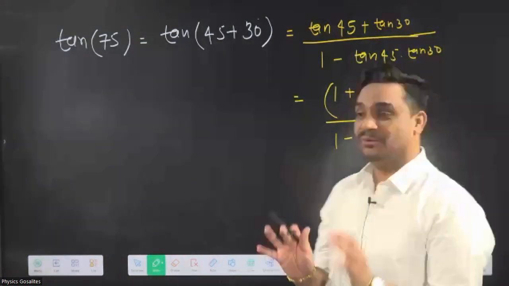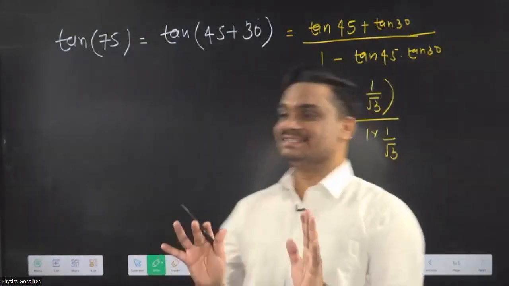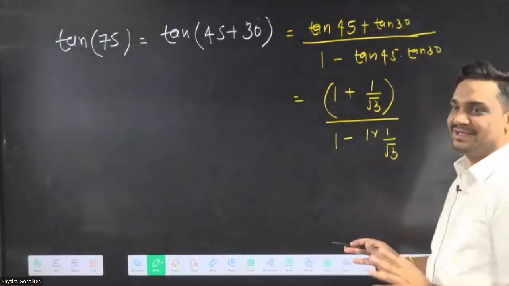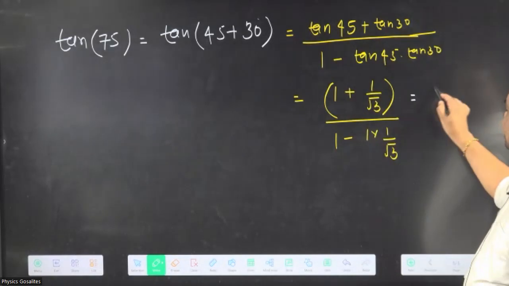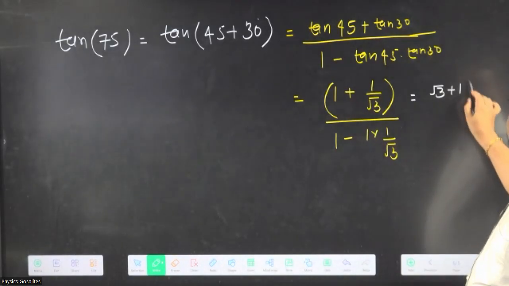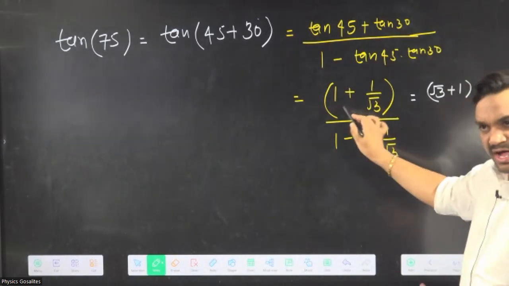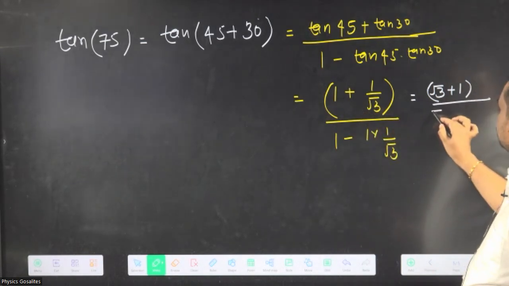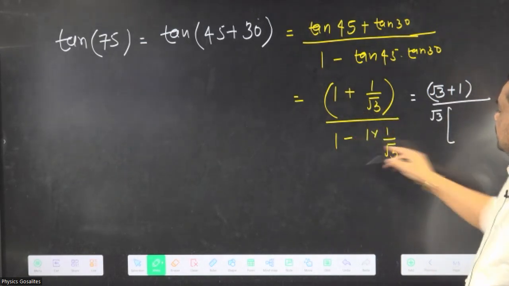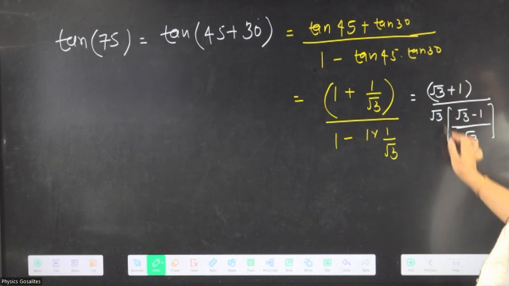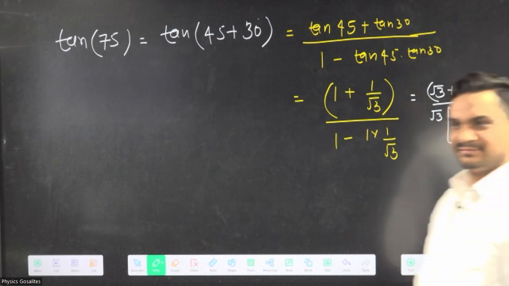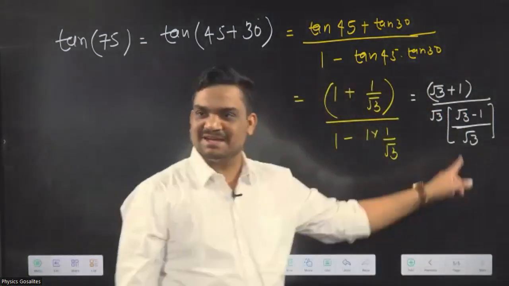Okay. You should know what can be cancelled and what cannot be cancelled. So now we can simplify this one here. It becomes root 3 plus 1. If you take the LCM, I have taken directly divided by root 3. Downside you can write root 3 minus 1 divided by root 3. Now can I cancel this root 3 and this root 3? This root 3 can be cancelled.